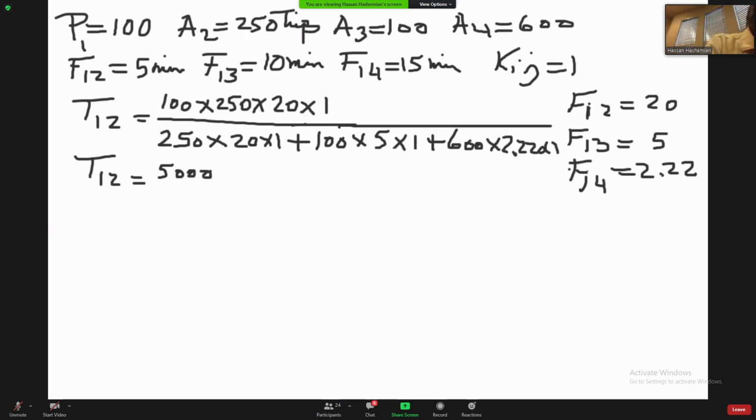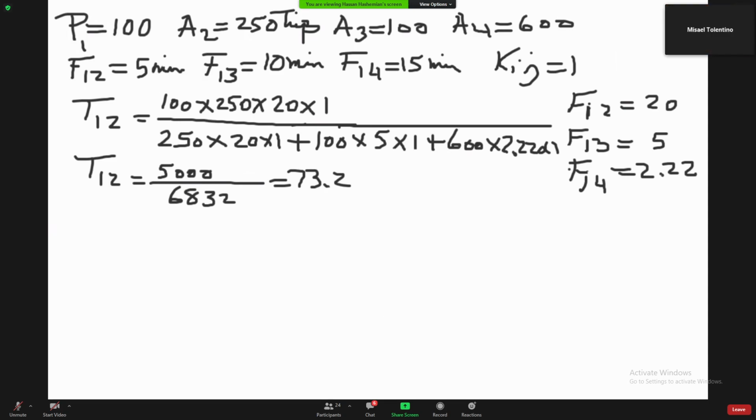And then the denominator will be 6,832. So when you calculate that, you end up with 73.2. So out of 100, 73.2 of them are going to zone 2.